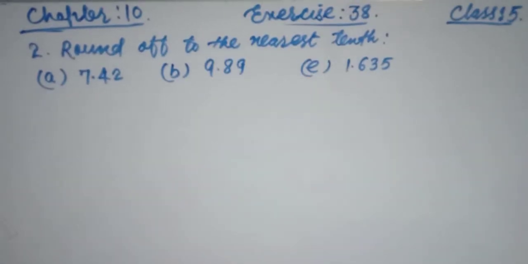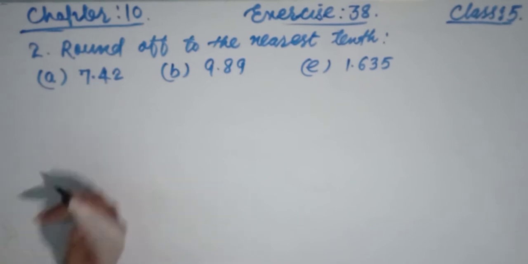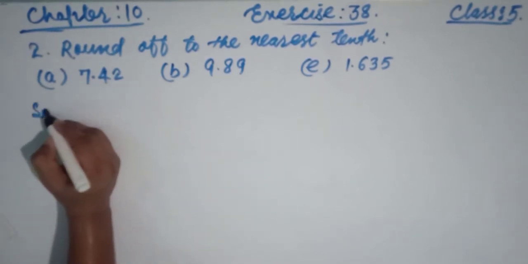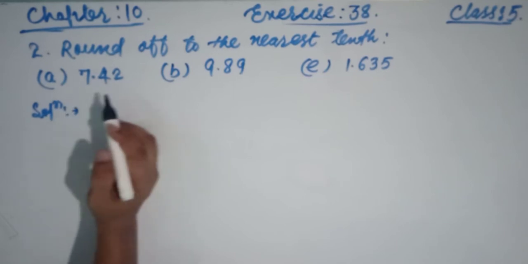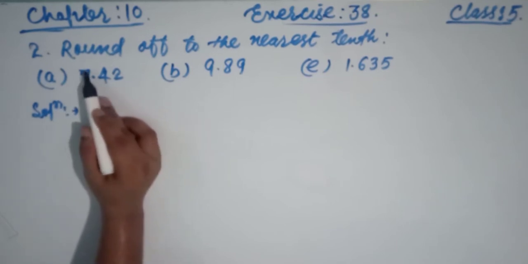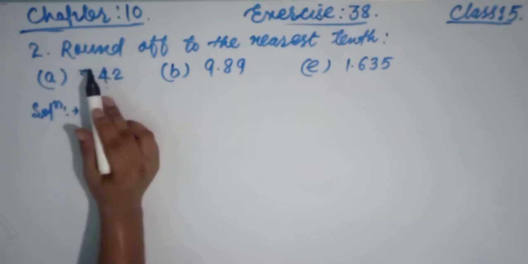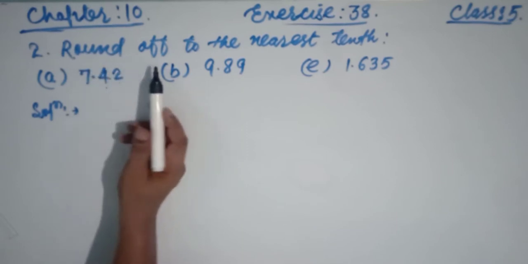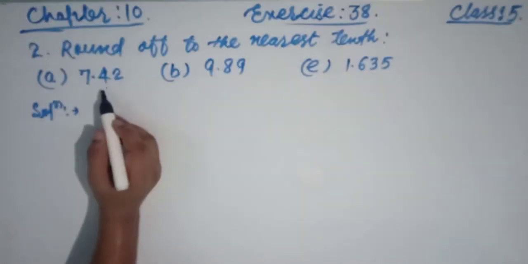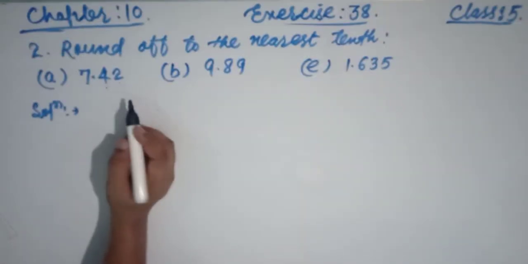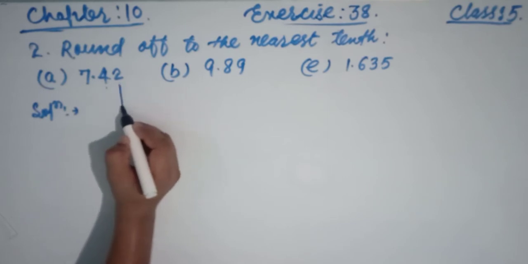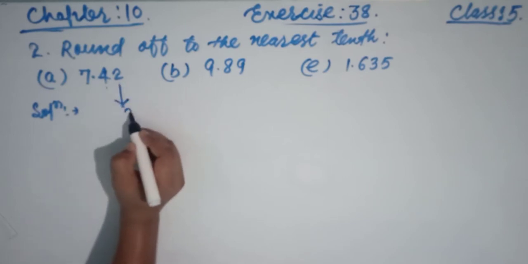See, friends, question number 2: round off to the nearest 10th. Here, friends, the given numbers are in decimal. This is the ones place, because this is the whole number place, and this is the decimal number place. So this is the 10th, this is the 100th. The question says round off to the nearest 10th. So here we have to see the 100th place digit. If the 100th place digit is less than 5, and here it is less than 5.